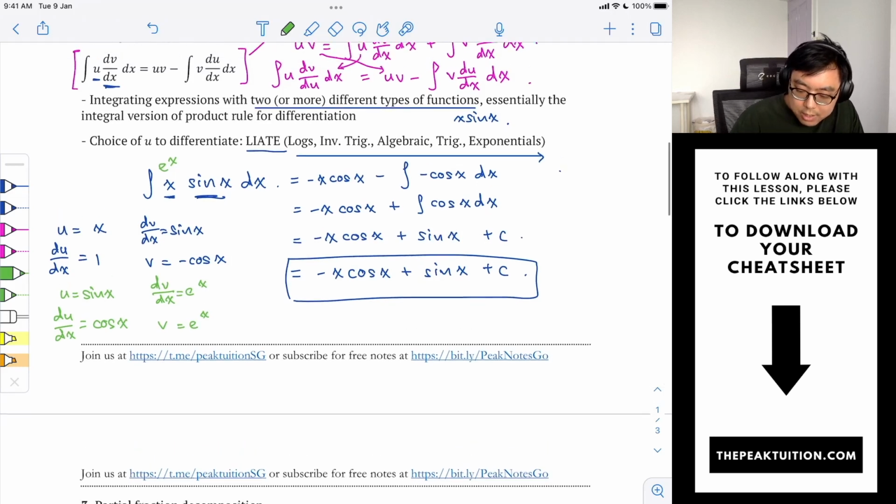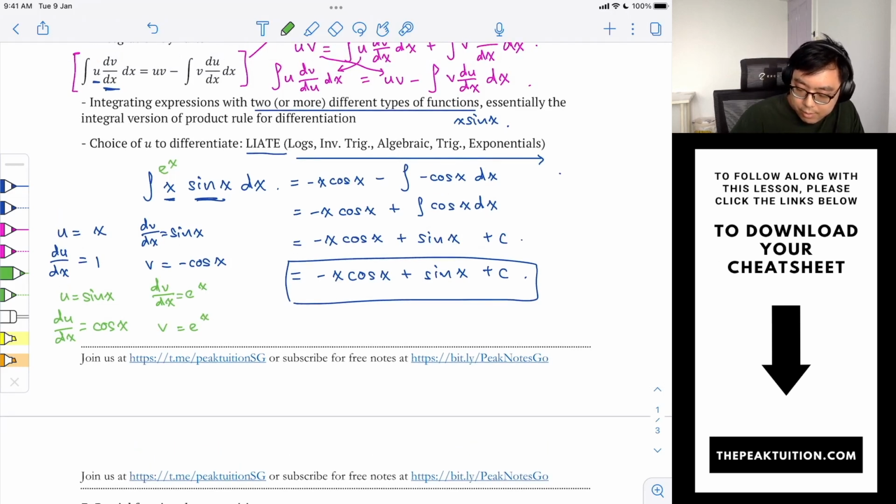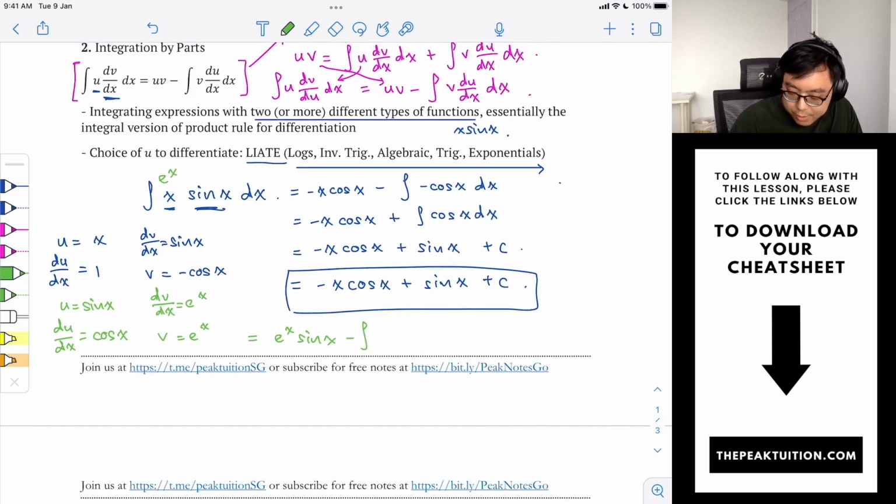So in this case, your integration by parts will be equal to uv, e to the power of x sine x, minus the integral of v du/dx, which is e^x cosine x. And we notice that we actually end up with a very similar term as the original expression.